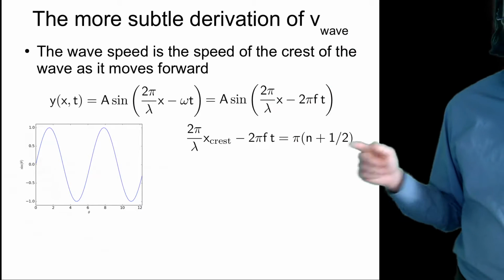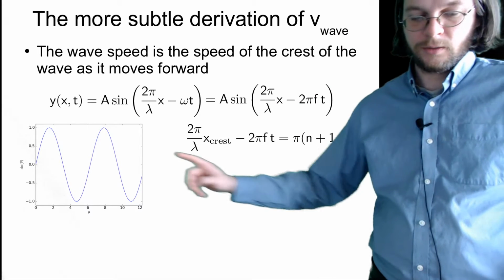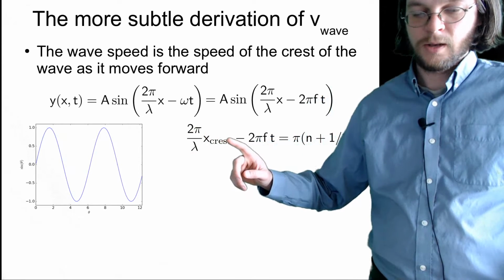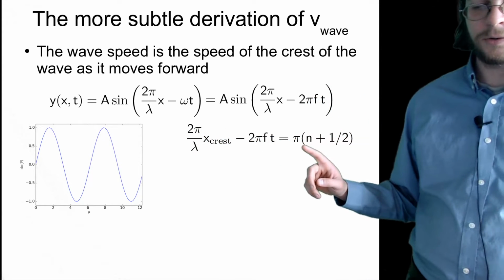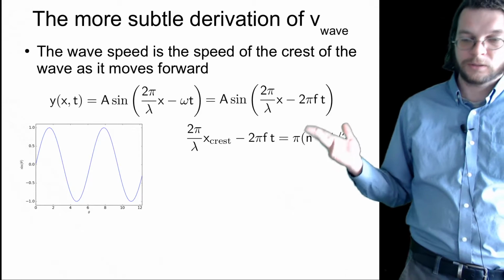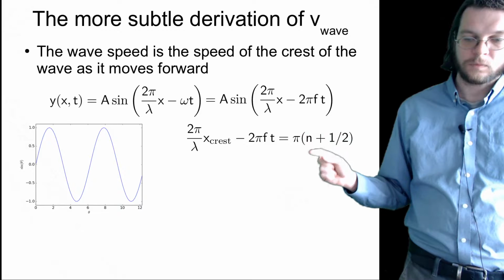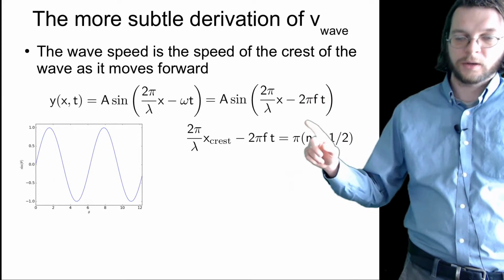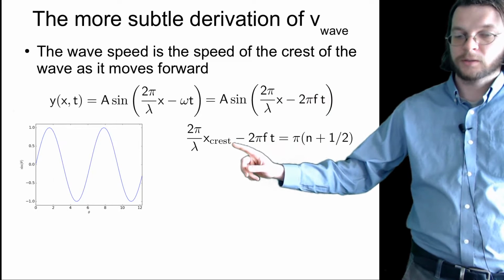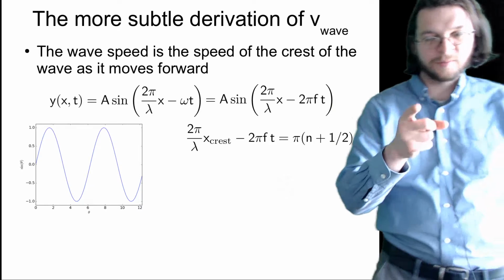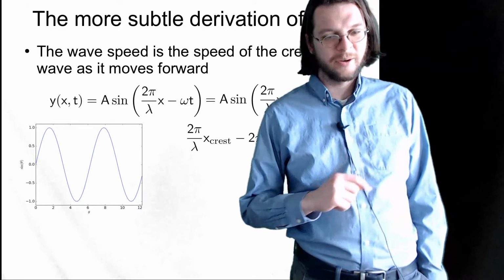So if I say, all right, well, this is going to be the position of our crest, like this. Let's say that little n is equal to 0. That gives us pi over 2, so that's 90 degrees, right? So if this whole thing is equal to 90, then we're on the crest. But that crest is moving because time is marching on, my friends. There's no way around it, I'm afraid.